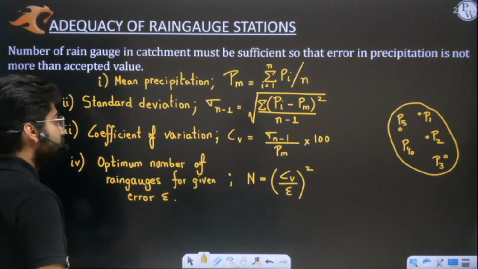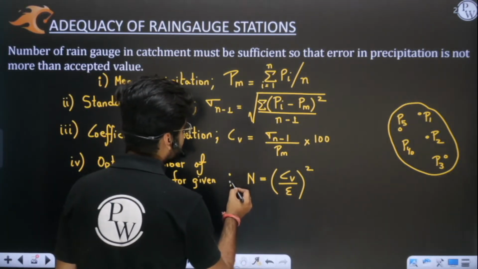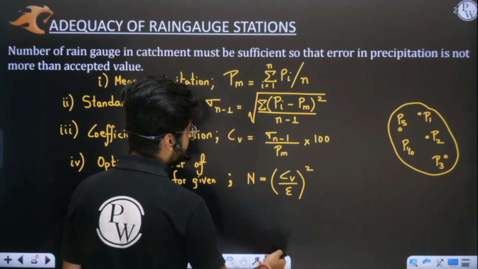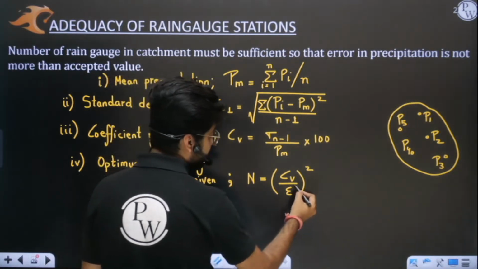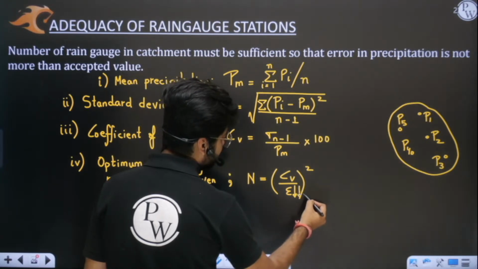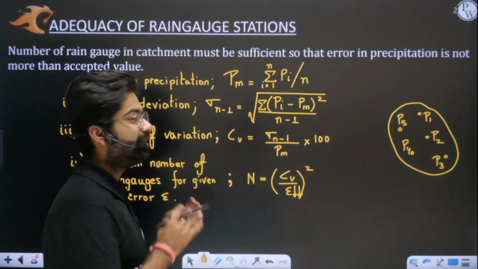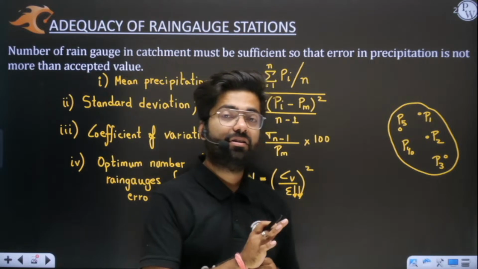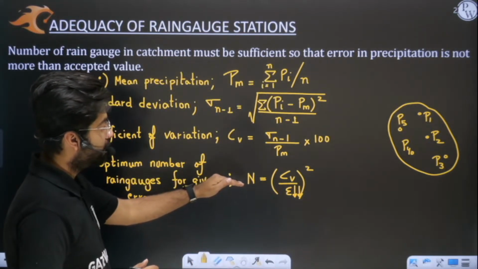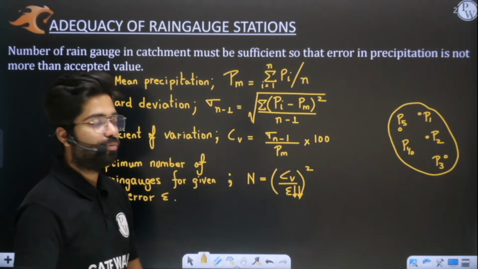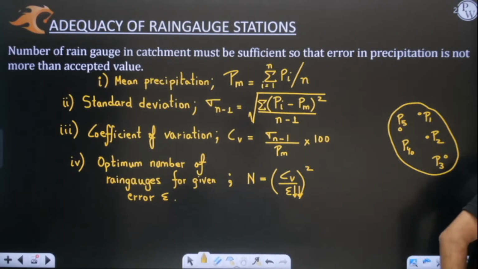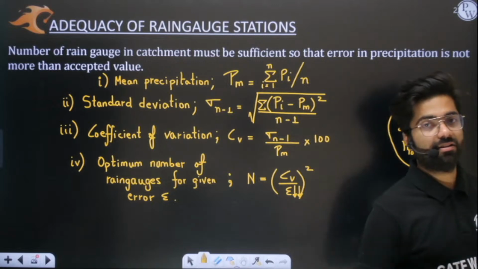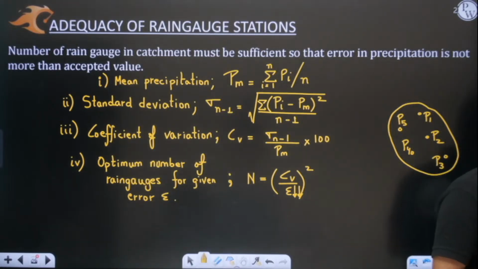So from this formula, what can I conclude? What if error is less? Tell me, if we want to minimize the error in rainfall data, will the number of rain gauges be less or more? Can you tell me? Kindly comment, everyone.